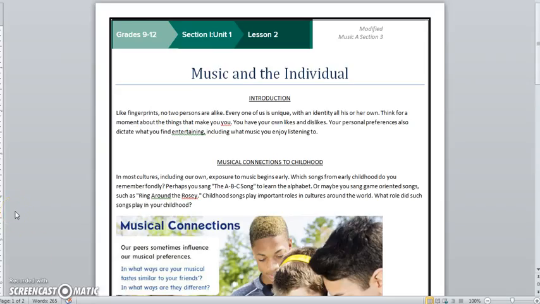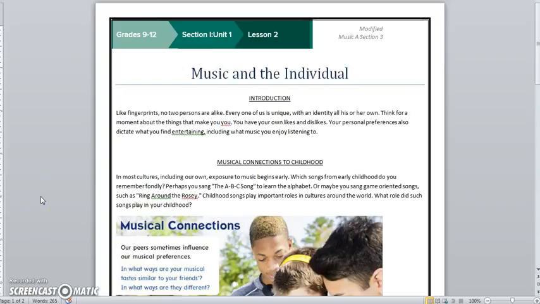So, a lot like fingerprints, no two people are alike. Every one of us is unique with an identity all his or her own. If you think about it for a moment, there are twins who look similar, but their DNA and fingerprints are different. There are many things that make you who you are. You have your own likes and dislikes, and your personal preferences also dictate what you find entertaining, the food that you like to eat, and including what music you enjoy listening to.